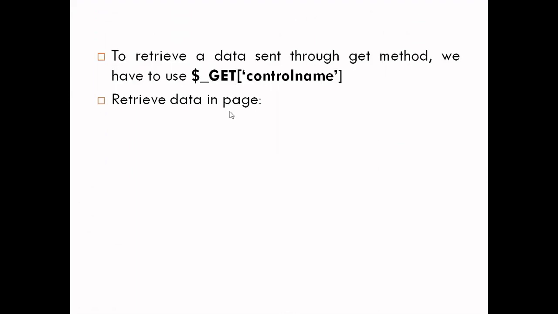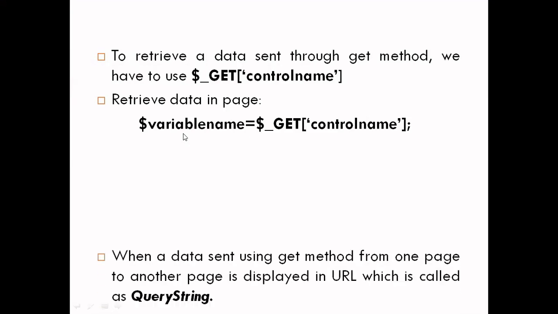Retrieve data in page means in another page. So how? Dollar variable name is equal to dollar underscore GET control name. Whatever value is received from the previous page will be available here. That value will be stored in this variable. With the help of this variable, we can either display the data in another page or submit that data in a database.